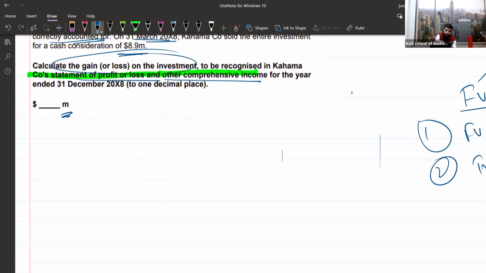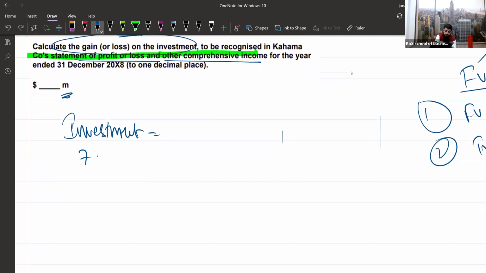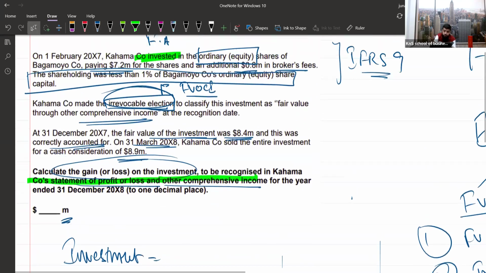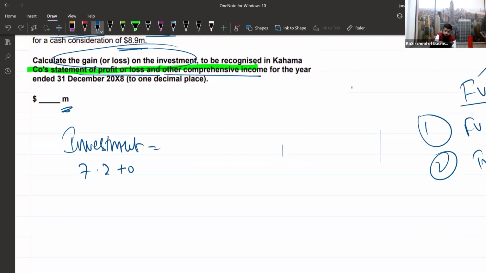How are we going to calculate it? Let's first try to solve the complete question and meet the other requirements as well. The investment was made for 7.2 million, and in addition, 0.8 million was the transaction cost. Since we are using fair value through OCI, the total investment value was 8 million; the transaction cost will be capitalized.